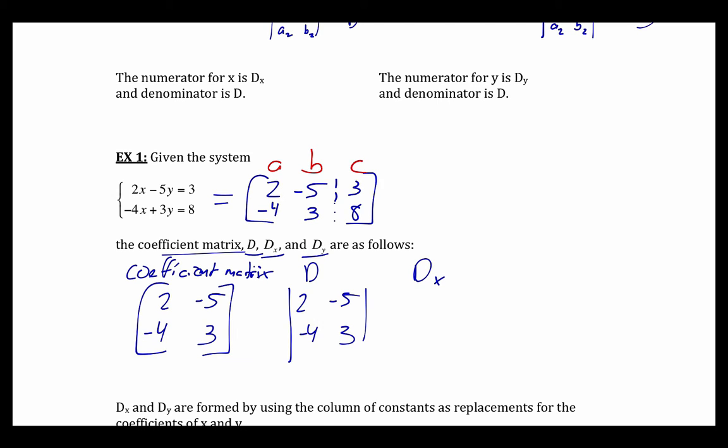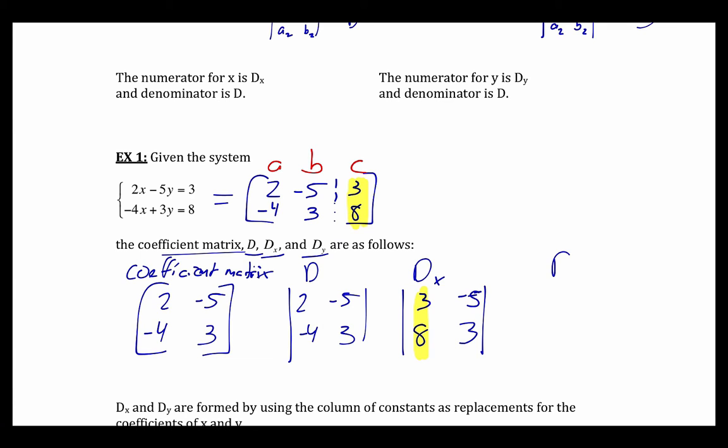Now I want to highlight the C's because that's going to be the thing that affects what's going on. So d sub x would look like 3, negative 5, 8, 3. Where these numbers come from, we're essentially replacing the x column with our constants. Again, in d sub x, you're replacing your x column with your constants.